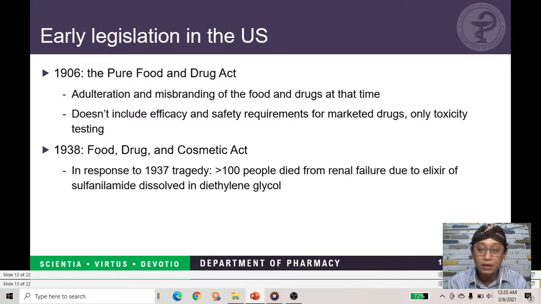In 1938, there was the Food, Drug and Cosmetic Act, as a response to a tragedy in which more than 100 people died from renal failure due to elixir of sulfanilamide dissolved in diethylene glycol. Sulfanilamide is an antibiotic, and at that time it was very useful to treat infections. The disadvantage of the sulfanilamide formulation is that it is not easy to dissolve in water. So in the formulation process, they used diethylene glycol instead of water. But because of this solvent, many people died from the formulation.